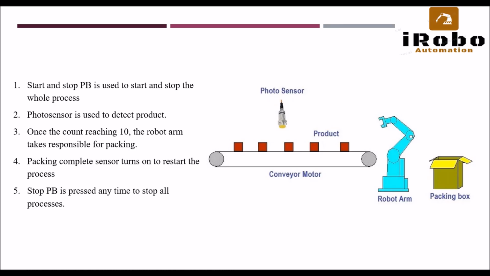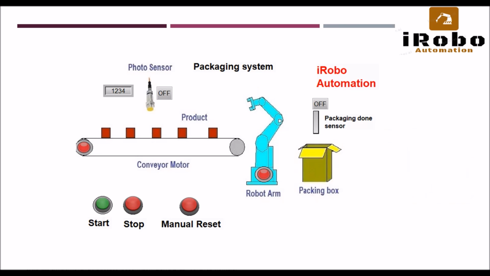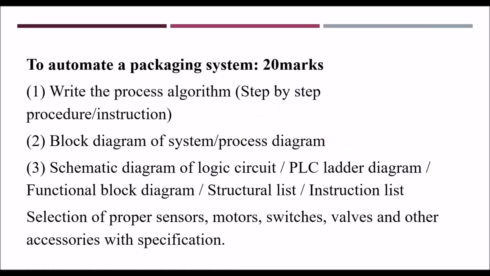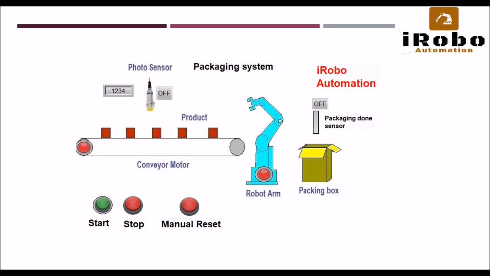Now I have designed an HMI screen only for understanding purposes. This is a theory exam question, so you have to focus on only three things: the process algorithm, the block diagram, then the PLC ladder diagram. No HMI screen is needed, but to make you understand, I have developed one. In the HMI screen I have added a start button, a stop button, and a manual reset button.